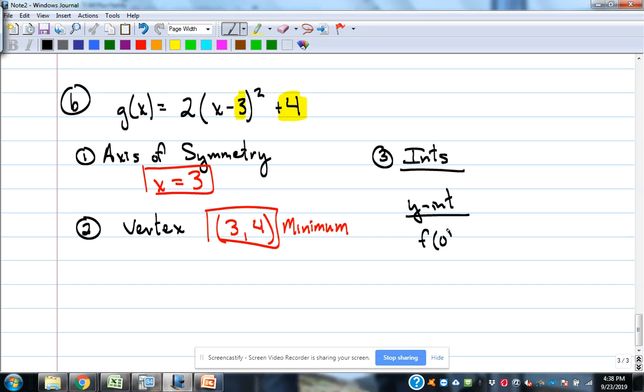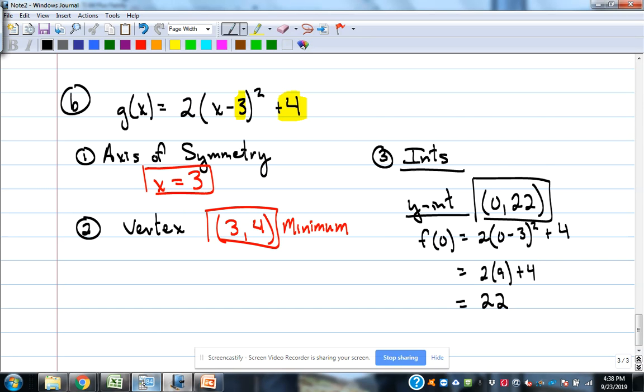Plug in a 0 for x. 2 parentheses 0 minus 3 squared plus 4. That'd be 2 times 9 plus 4, which is 22. So the y-intercept is at (0, 22).